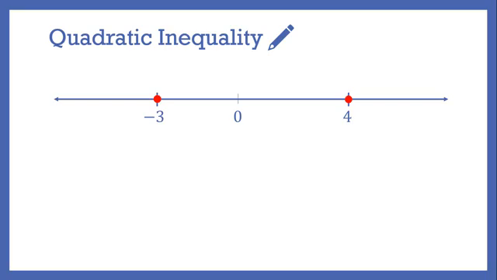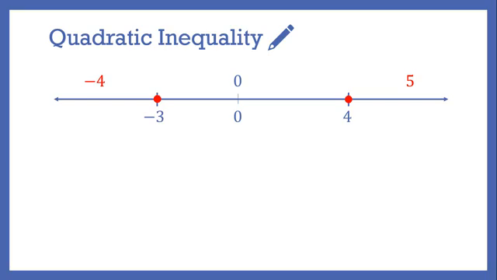If the test value satisfies the inequality, then the entire interval is a part of the solution. If the test value does not satisfy the inequality, the entire interval is not a part of the solution. So, for our test values, we cannot use these critical values, negative 3 and positive 4. So, we will pick one number for each interval. So, we have negative 4 on the left, 0 in the middle, and positive 5 on the right interval.